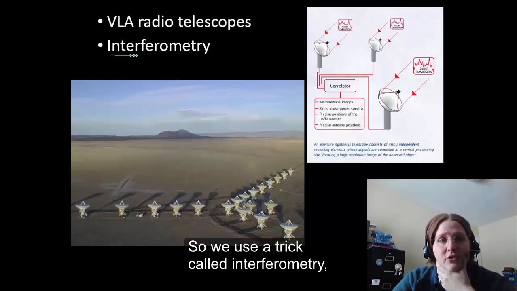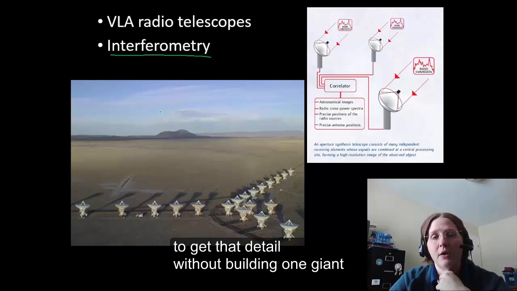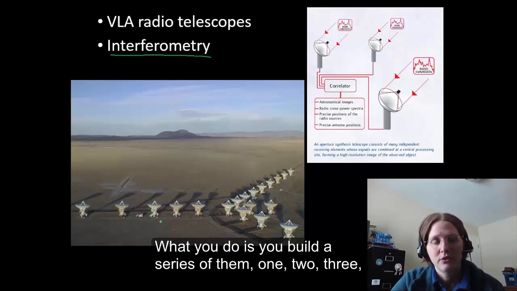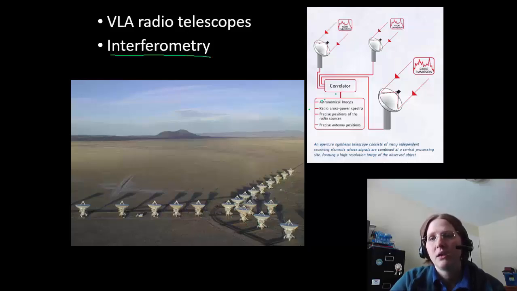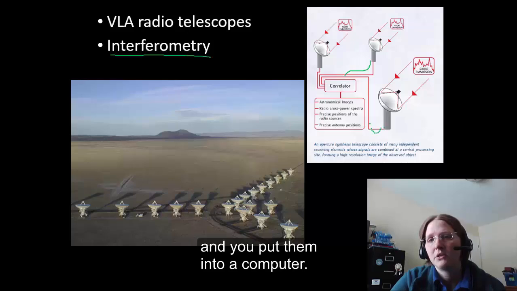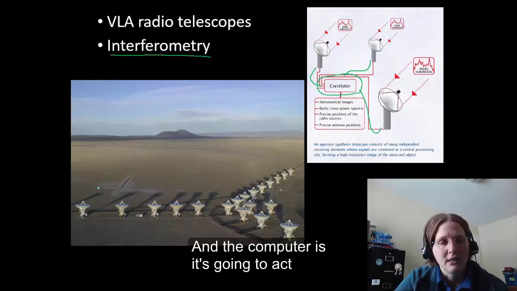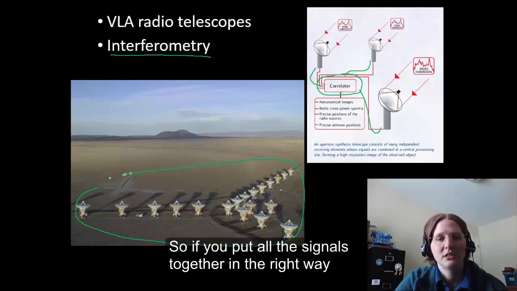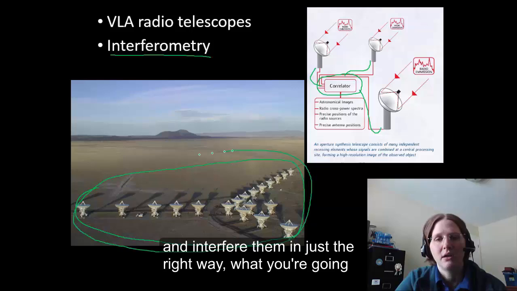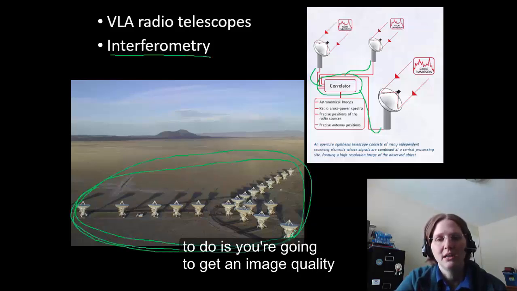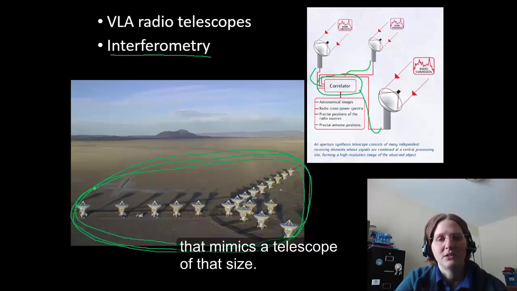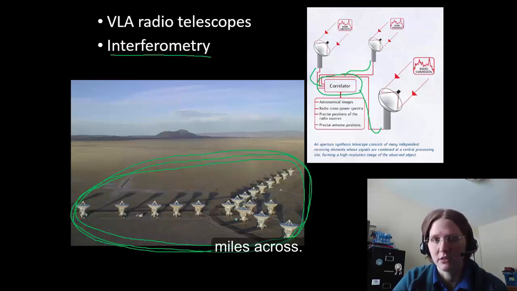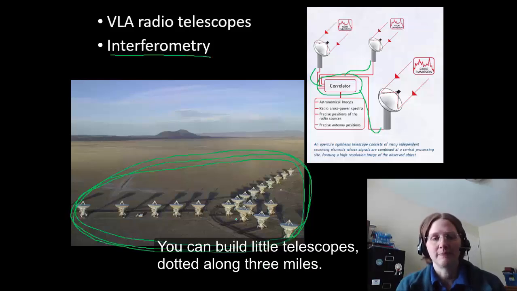So we use a trick called interferometry to get that detail without building one ginormous telescope. What you do is you build a series of them, 1, 2, 3, so on. Build a lot of the telescopes. And then you take their signals and you put them into a computer, and the computer is going to act like one giant telescope that's this big. So if you put all the signals together in the right way and interfere them in just the right way, you're going to get an image quality that mimics a telescope of that size. So it's great. You don't have to build a telescope that's 3 miles across. You can build little telescopes dotted along 3 miles. Right.